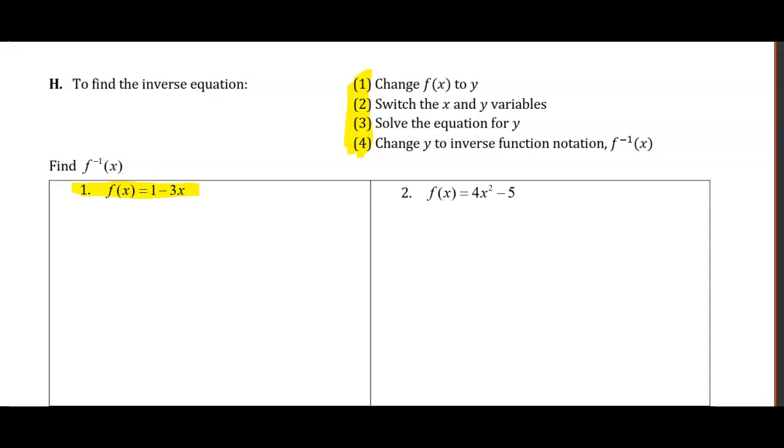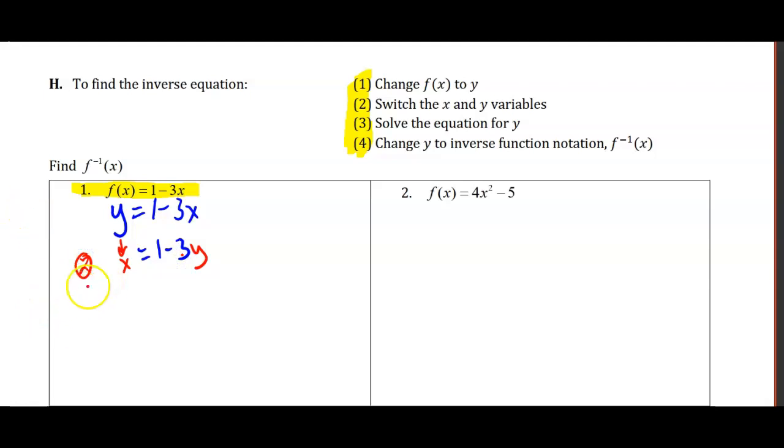Okay. First step is change it to an equation value with y instead of f of x notation. So y equals 1 minus 3x. Switch the x values and the y values because that's basically setting your inverse up. So y becomes x and x becomes y. Okay, so this is essentially step 2.